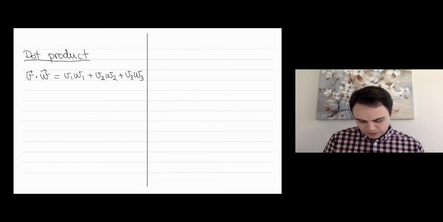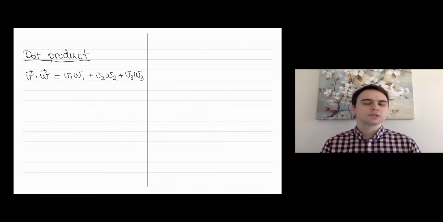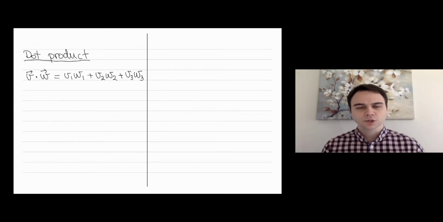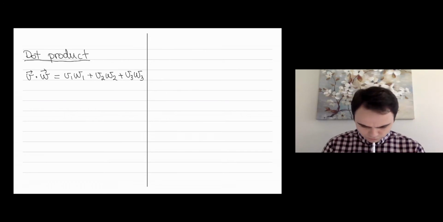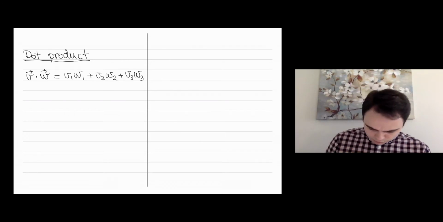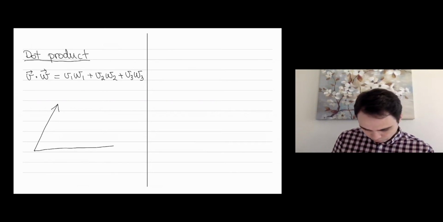And then if both vectors are the same, this gives us the length of the vector squared, by the discussion from just a few seconds ago. So the dot product has a very useful geometric interpretation. So let me draw it for you.